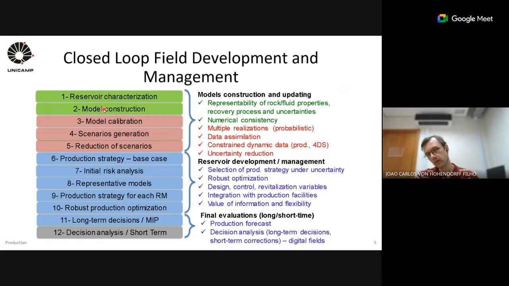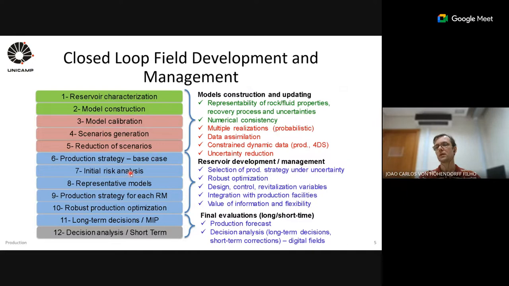You have scenario generation because we have a lot of uncertainties in terms of the reservoir, in terms of the production system, economics, but we need to take decisions considering these possible scenarios, okay? We have here steps related to the optimization of the production strategy: number of wells, platform capacities, method. So depending on your field, you can select different production strategies. And you need to optimize these production strategies considering the risk of the project.